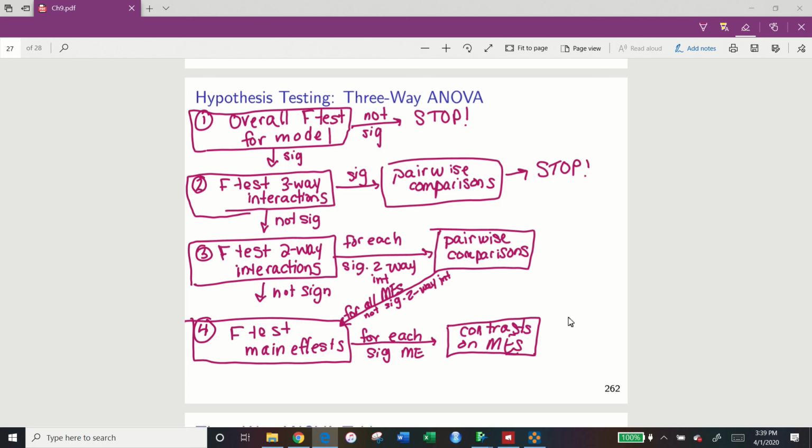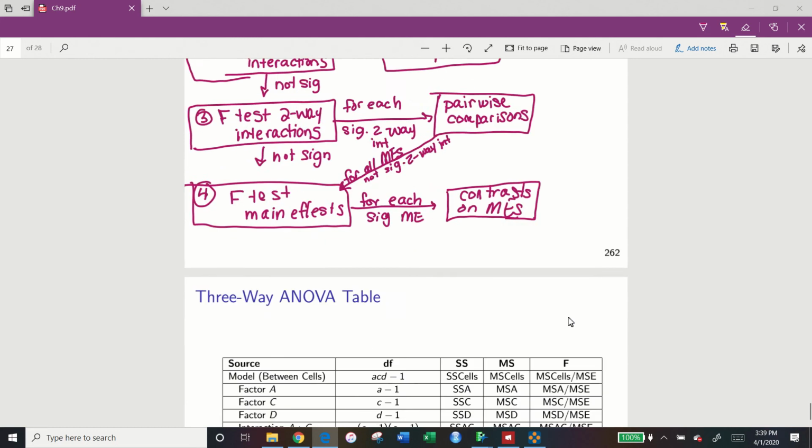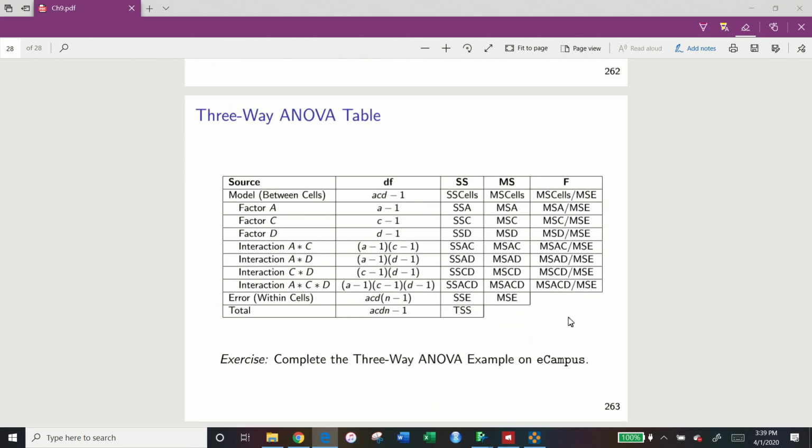Okay, so the last slide is to take a look at our three-way ANOVA table. So very similar to what you've already seen. Under source, we have the model between cells. That's going to be our step 1. It's that overall F-test.